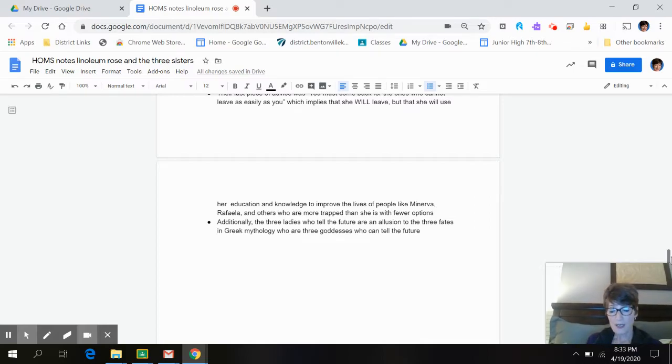So the last thing I want to leave you with is some symbolism, because the three sisters are an allusion. Remember, an allusion is a reference to another literary work. These three sisters, just the idea that they tell the future and that there's three of them, are an allusion to Greek mythology, to the three fates, which are three goddesses who can also tell the future. So these three sisters are supposed to be a parallel to the Greek mythological three fates. And in this chapter, she has this chance encounter where she's told, you will leave, but you have a responsibility once you do. So that is the end of this chapter for today.